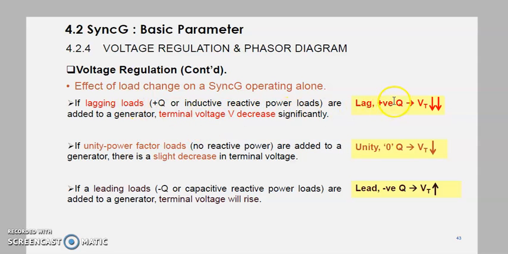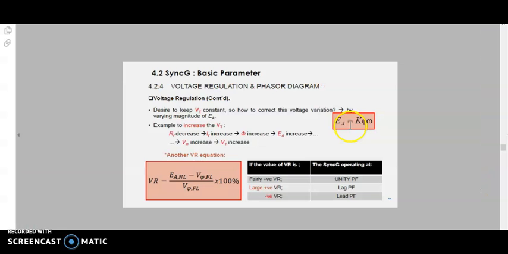So if you put in inductive loads, the terminal voltage will be drastically reduced. But if you put in an inductive capacitive load, such as a power factor capacitor or power factor correction devices, whose elements are capacitive, you can see that the terminal voltage will rise with load. The more you put in, the higher the rise will be.